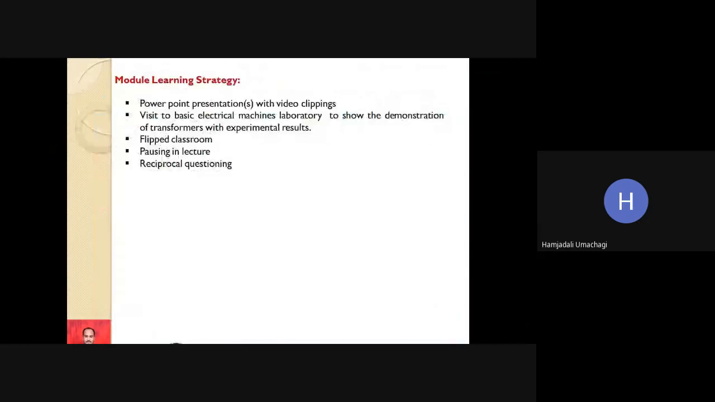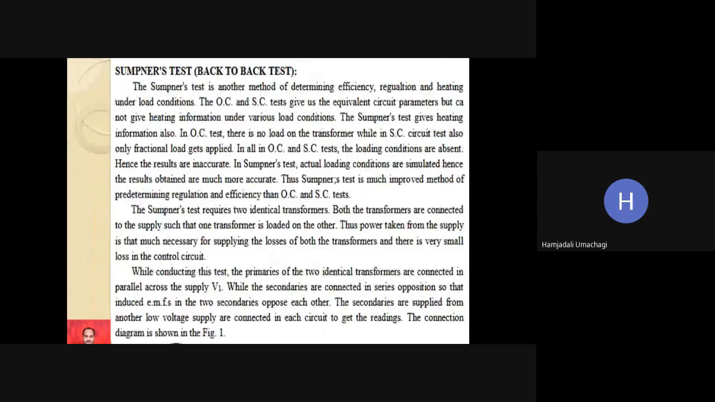Now, first we will discuss the Sumpner test, which is an important concept. Already we have studied the OC and SC tests, right? The open circuit and short circuit tests give information on performance characteristics of the transformer, like efficiency and voltage regulation.